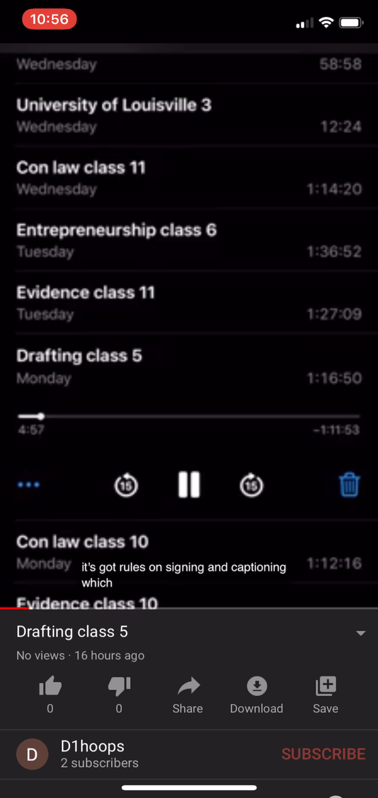It's got rules on signing and captioning, which will become important when you draft a complaint, and then of course the elements of a premises liability cause of action, which I have edited just a little bit to make it a little bit more clear, because I think the way the first paragraph's written kind of leaves it open as to whether or not a business owner owed a duty of care to somebody like an independent contractor. I thought that was confusing, and we'll talk about it at the end of class. I can clarify that is in fact the case.